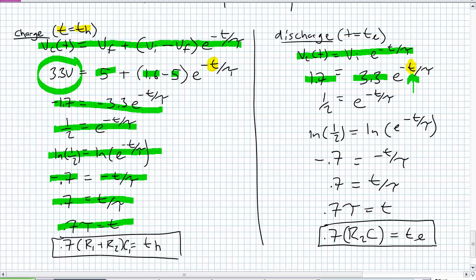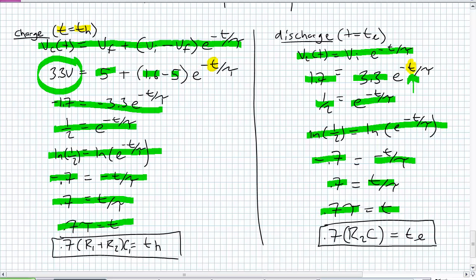That's what we're solving for. Go ahead and divide by 3.3 on both sides. Get 1/2 is equal to e to the negative t divided by tau. Take the natural log of both sides. What you get is negative 0.7 equals negative t divided by tau. Get rid of the negative on both sides.